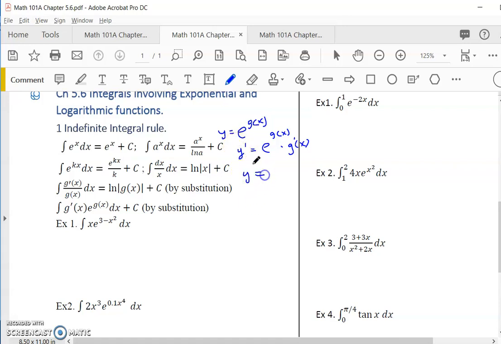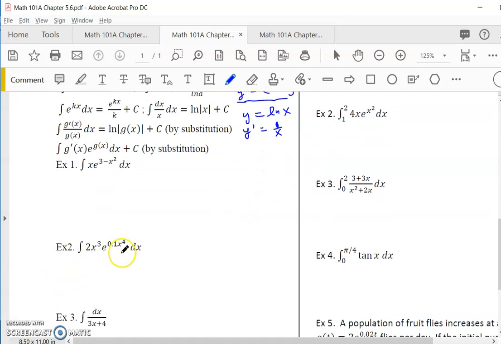The second part about ln would be, in the past, if I have y equal to ln x, then y prime is equal to 1 over x, right? So if I see 1 over something, if I look at the denominator and it's an expression, maybe I'll use that as u, and then the integral would become ln u. Okay, so this is the idea.